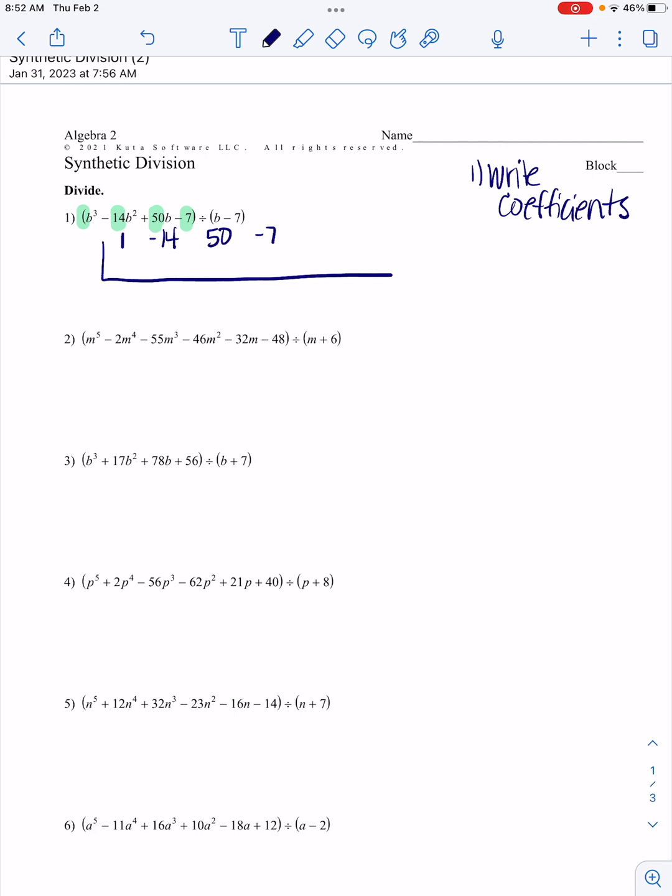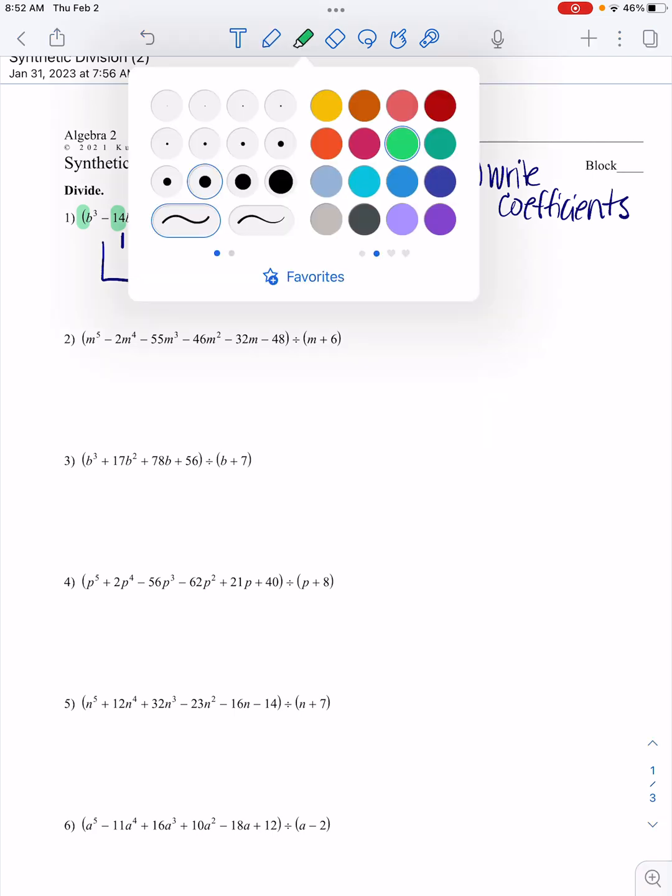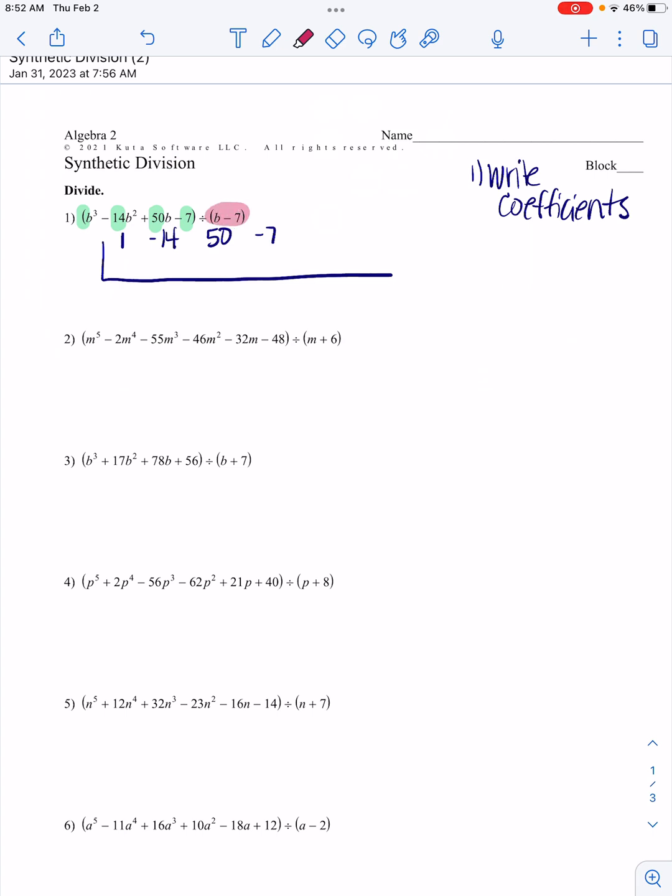Now we need to get our outside the box set up. So we need to look here at whatever we're dividing by. So here we're dividing by b minus 7. When you're trying to figure out what to divide by, it's always this number right here, but it's the opposite sign of whatever number is given. So since this is a negative 7, we're going to put a positive 7 out there on the shelf. It's going to sit outside there.